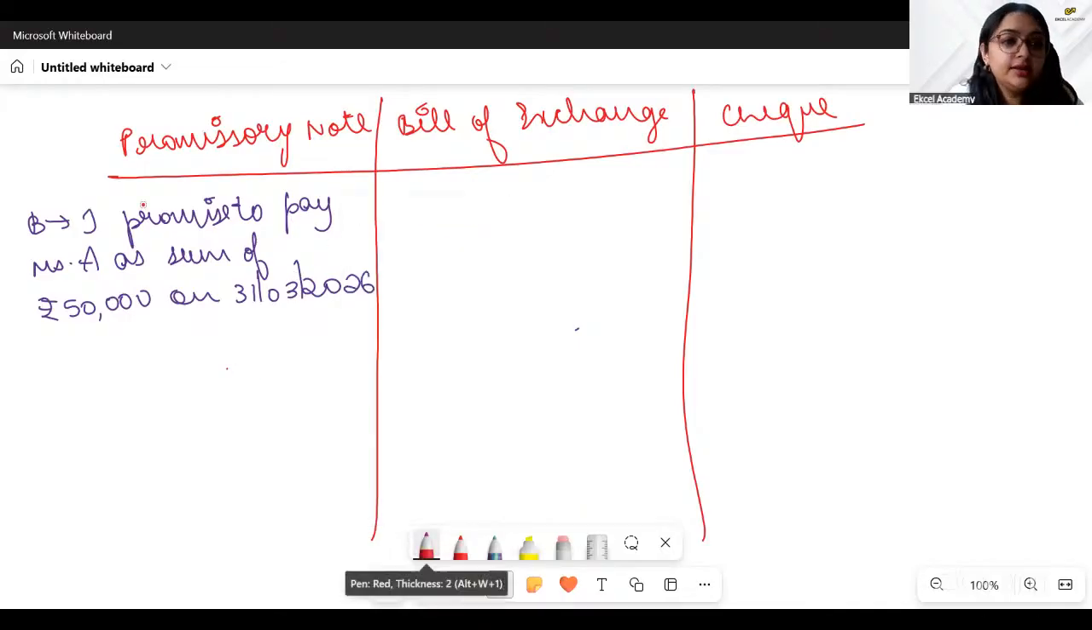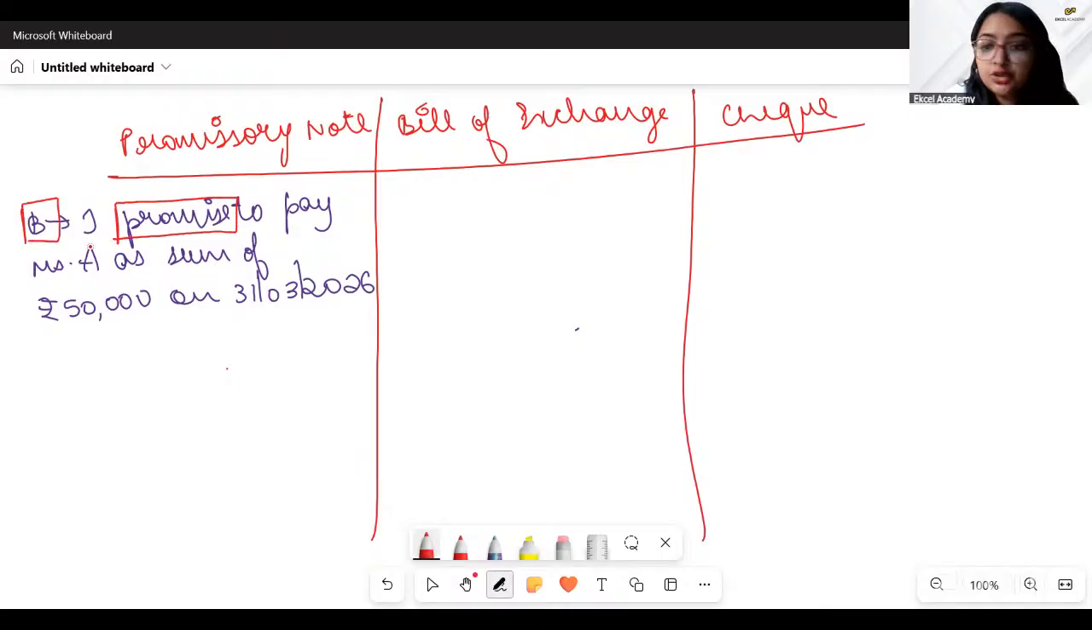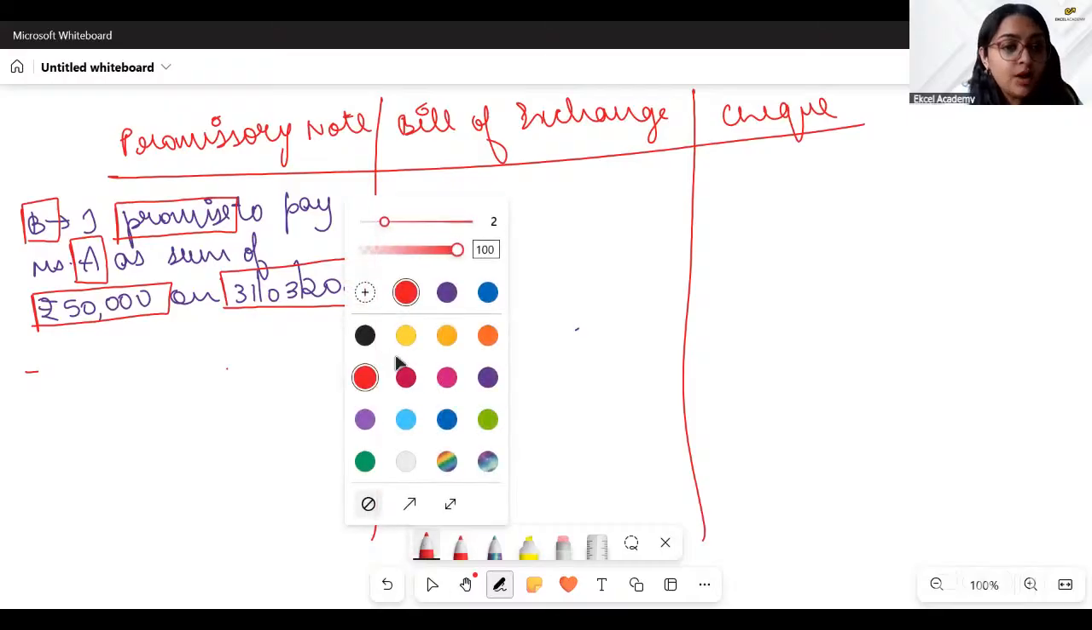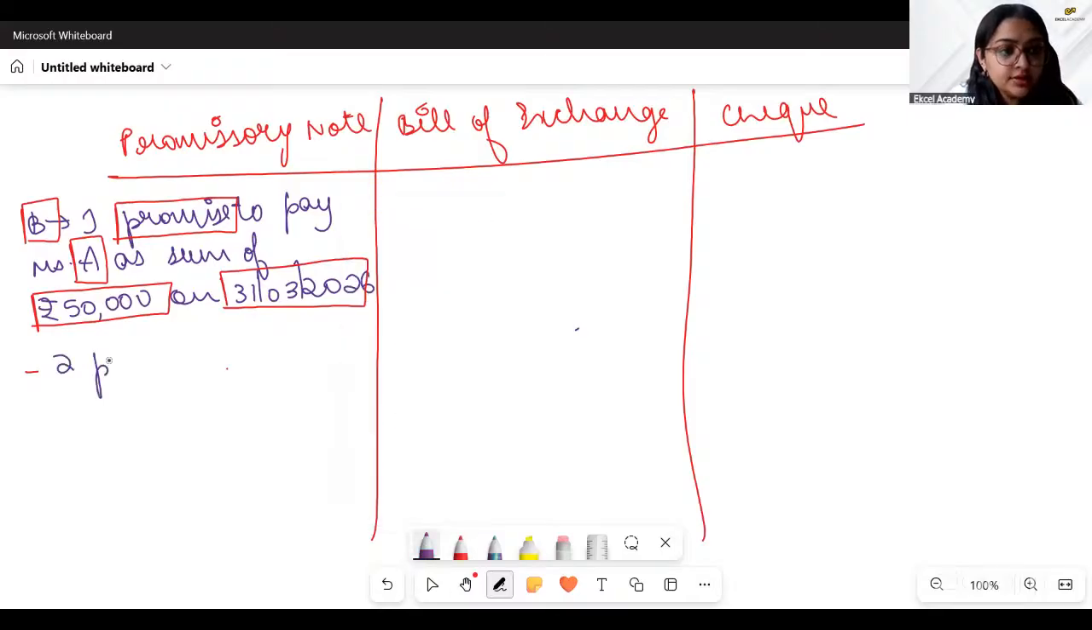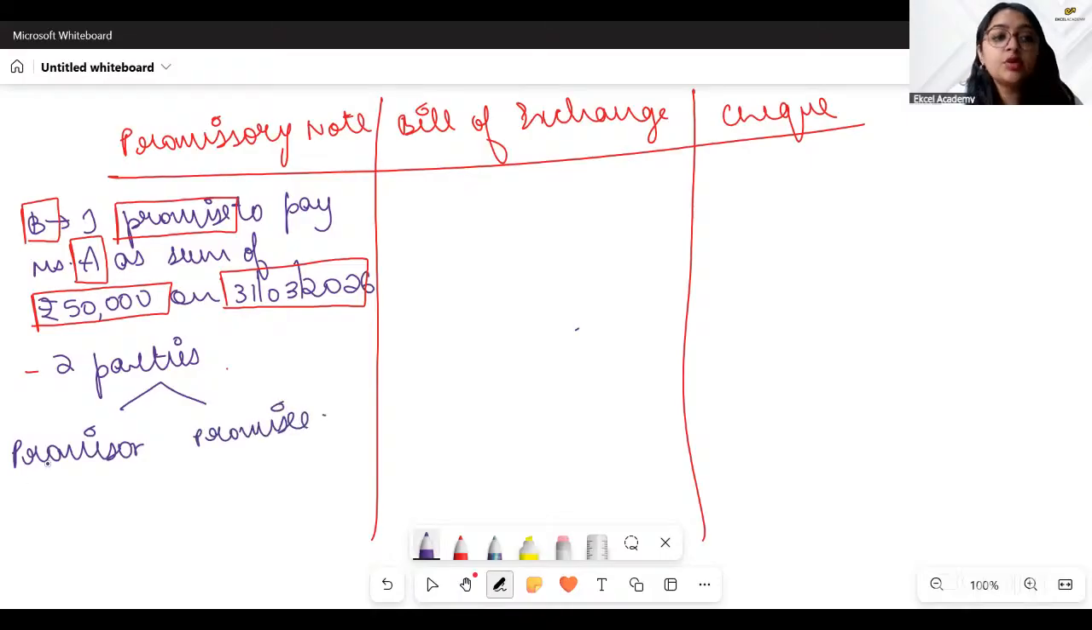What are you able to identify here? You are able to identify a promise made by whom? Made by B to whom? To A, to do what? To pay 50,000 rupees on a specific date. So you are able to see here that there are two parties, correct? Who are the two parties? You have the promisor. Who is the promisor in this case? B. Then you have the promisee. Who is the promisee in this case? A. So you have B as your promisor and A as your promisee.